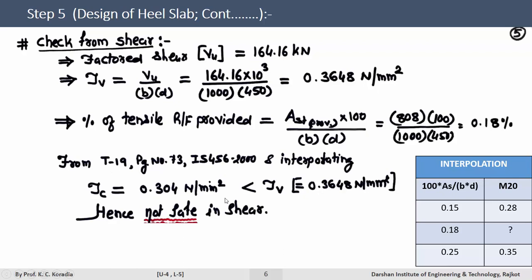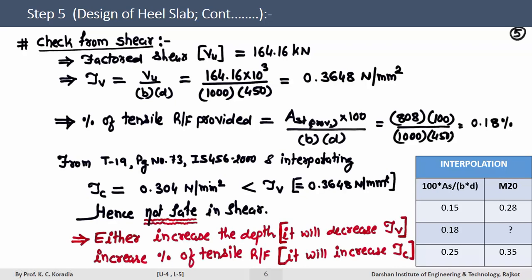This is our concrete capacity, which is smaller than our demand, this is tau V, which is equal to 0.3648 Newton per mm square. Hence, we can say that our section is not safe against shear. Either we are supposed to increase the depth of the section, which in turn will decrease the value of tau V, or we are supposed to increase the percentage of tensile reinforcement, which will increase the tau C value.